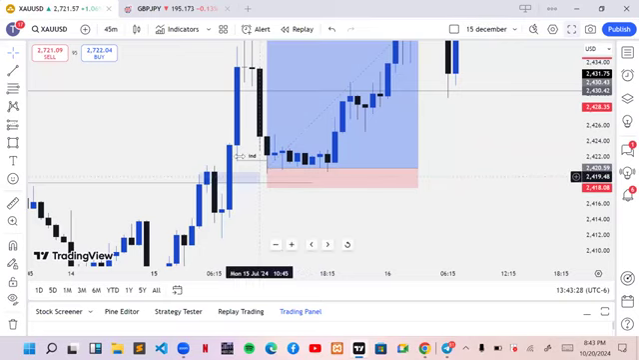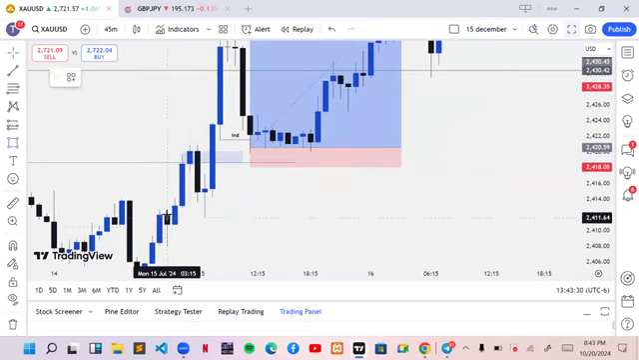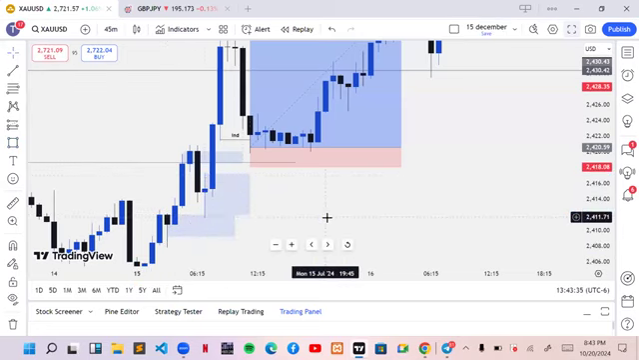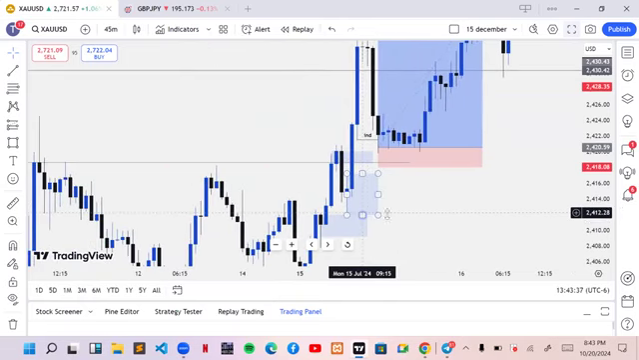So there's another block down here. There's also another block down here too. So which point of interest are we going to use?